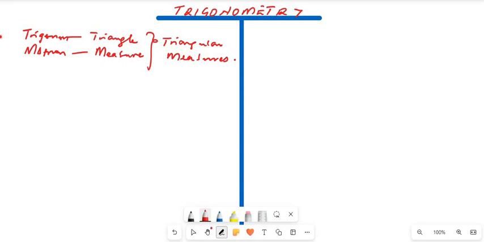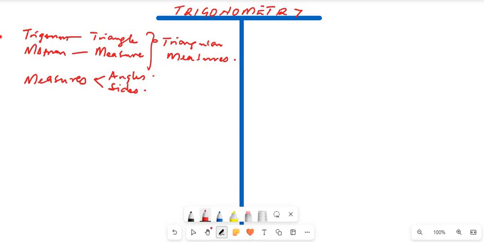And what are these measures? The basic measures that we shall be dealing with are basically angles and the sides. So in trigonometry, we're going to be looking at the relationship between the angles and sides of a triangle, using them to analyze and simplify more complex issues in society.